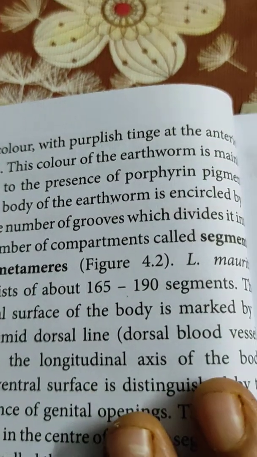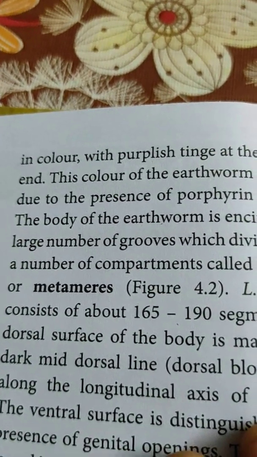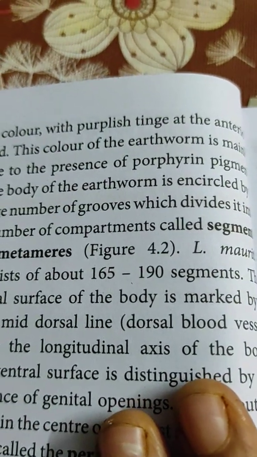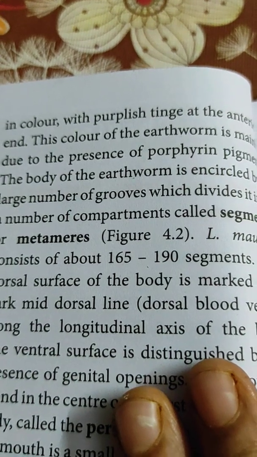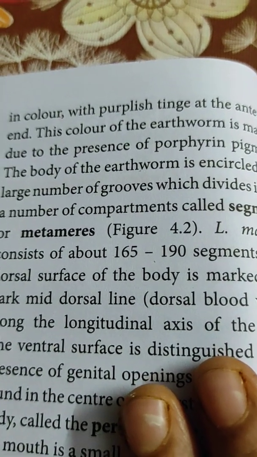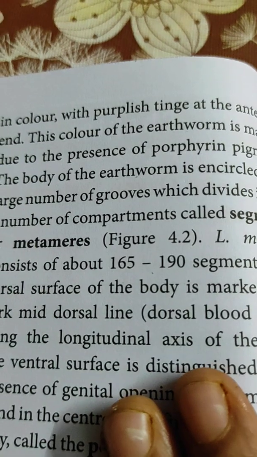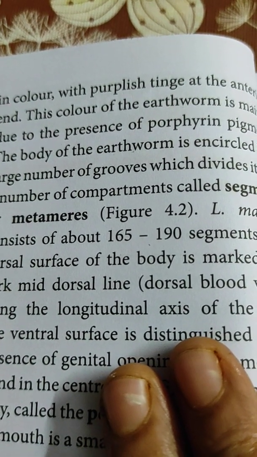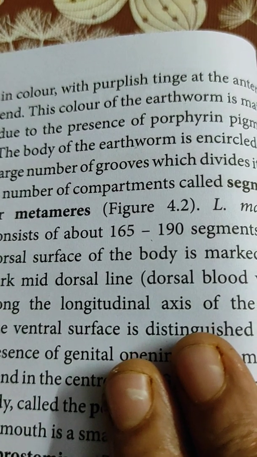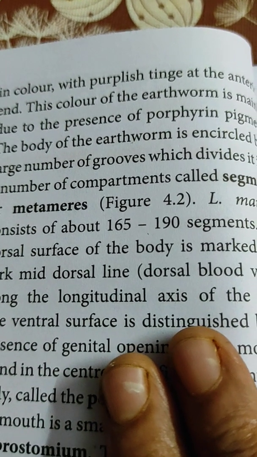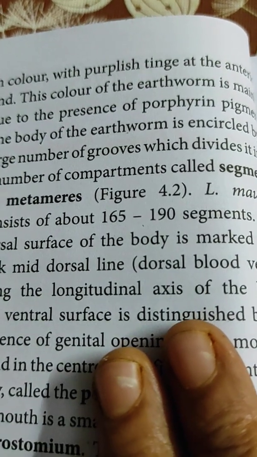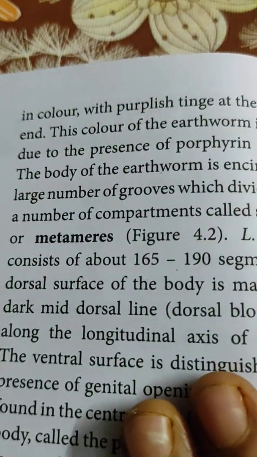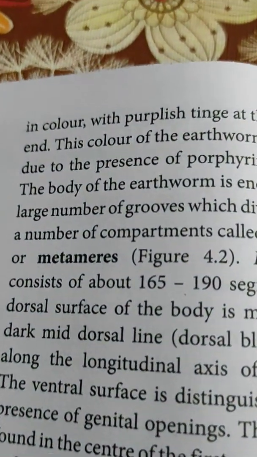The body of the earthworm is encircled by a large number of grooves, which divide it into a number of compartments called segments, or metameres. As their body is made up of so many segments, the condition is called metameric, and each segment is called a metamere. Last year in 10th standard we also discussed the leech, the same phylum, Annelida.